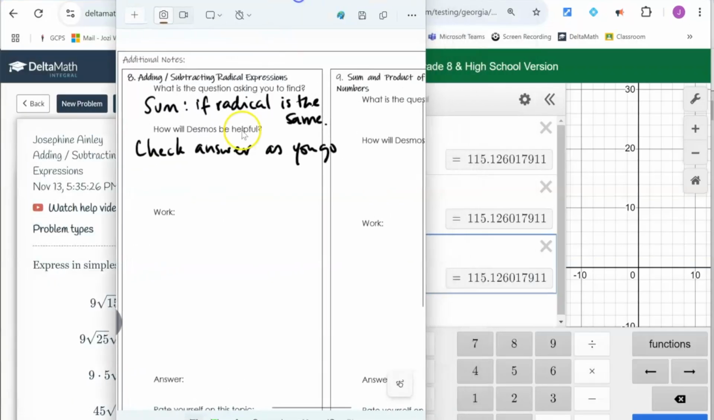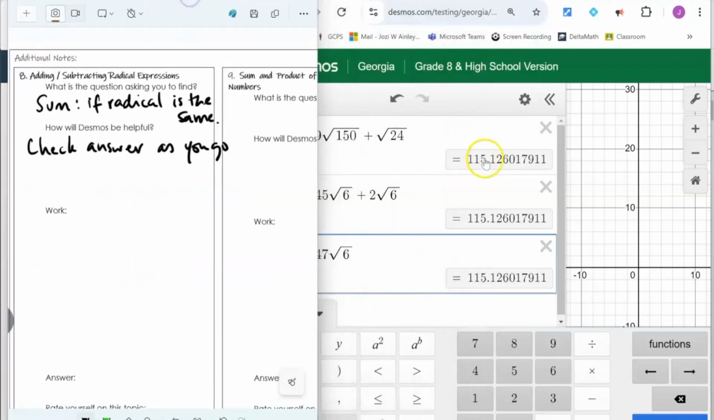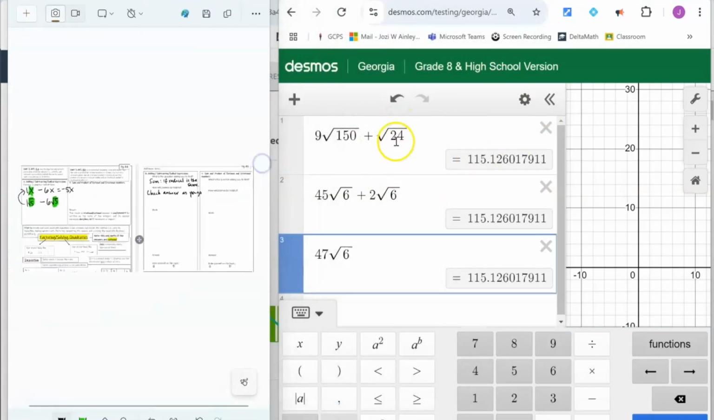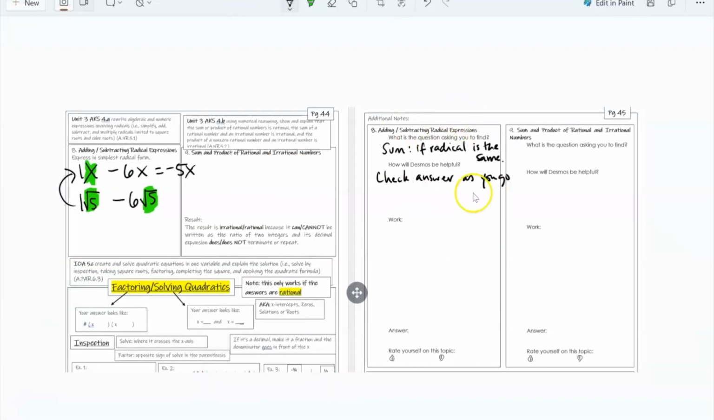All right, so again, you're writing down your answers. Now, all the work that you've had on the Desmos calculator right here, you should have copied down here just so that you can see. Again, this is you writing your notes for yourself.